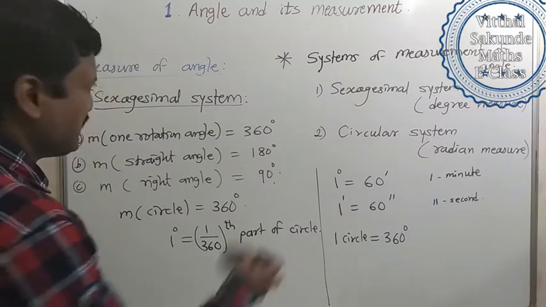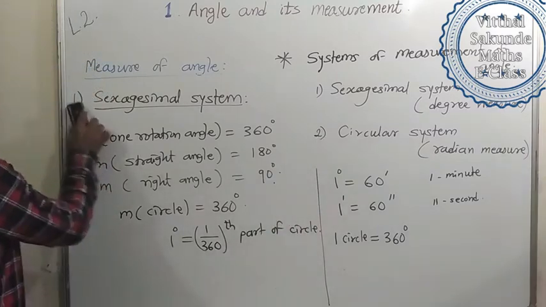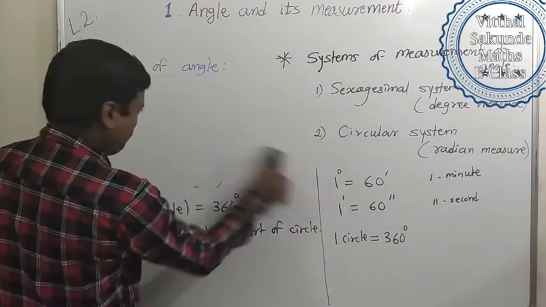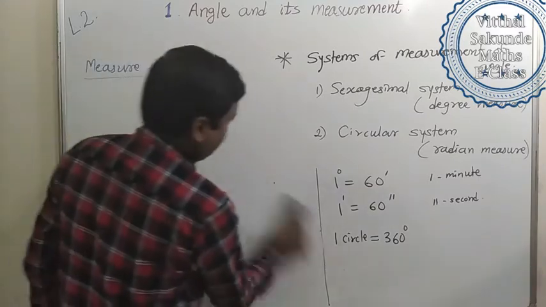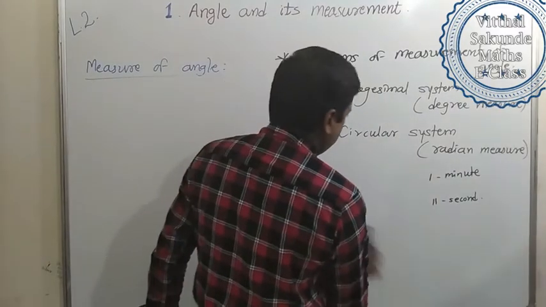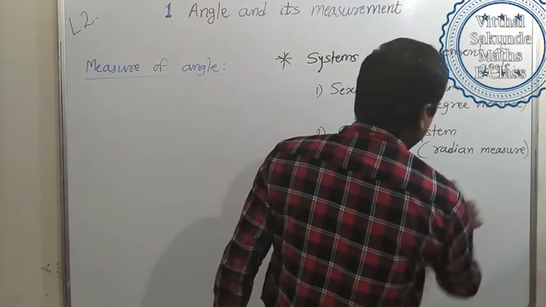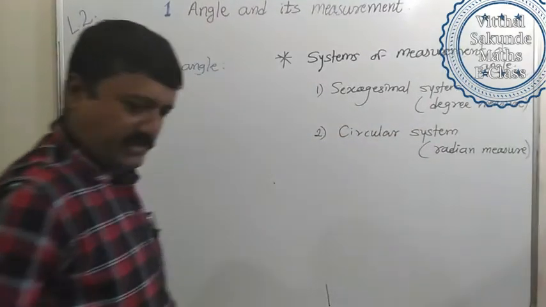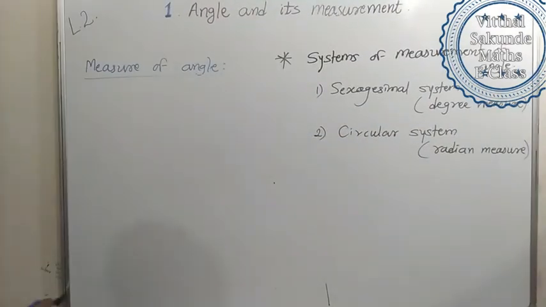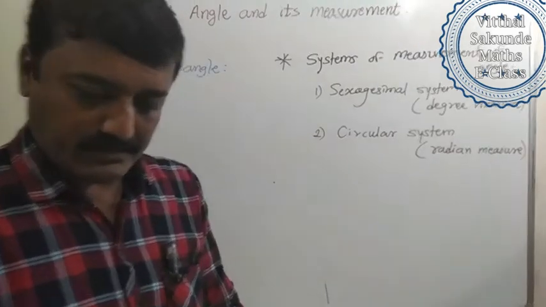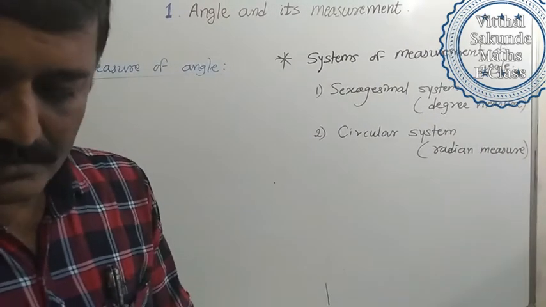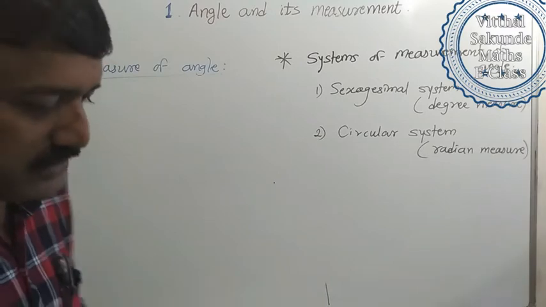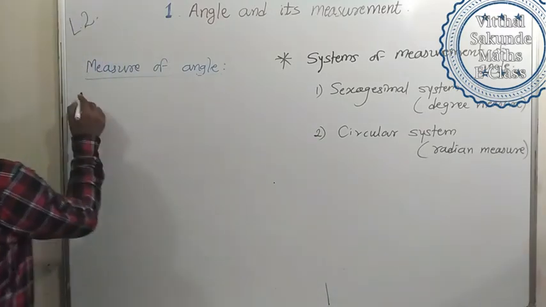Let us move towards the second system, the circular system, because in the further part of calculus, whenever we use an angle, that angle will be in the circular system, or its measure will be radian measure. So let us see the circular system, the second one.